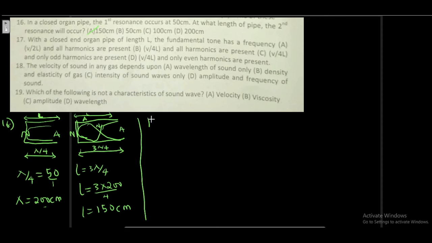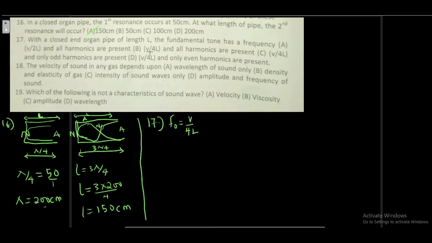Now moving on, we have question 17. It says, with a closed end organ pipe of length L, the fundamental tone has a frequency of. Now, the fundamental frequency of a closed pipe is always V over 4L. All right, fundamental frequency for a closed pipe is given as F naught equals V over 4L. So which one of them has V over 4L there?